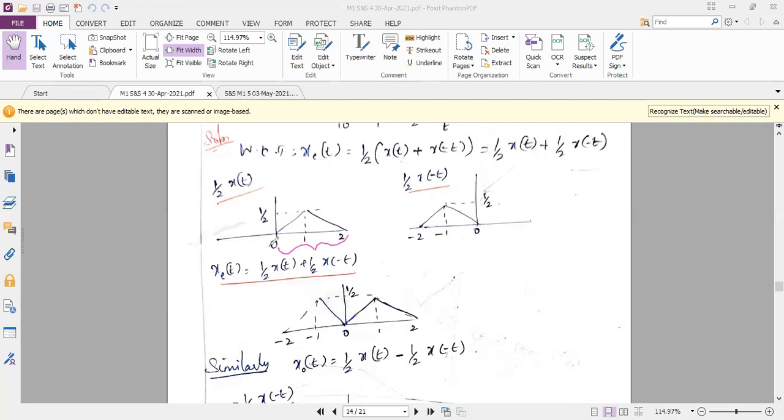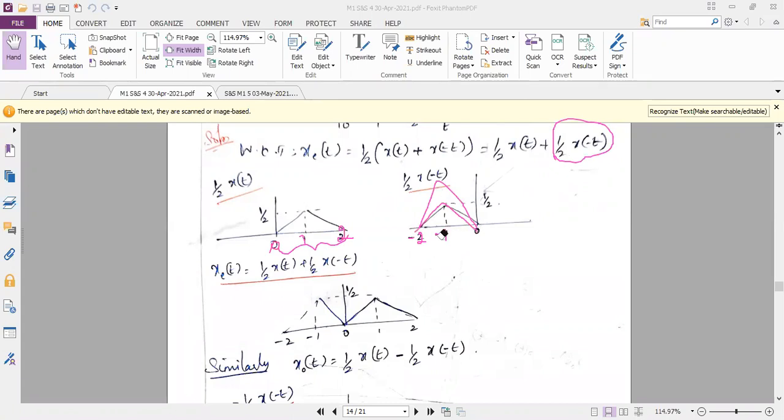In the main signal you have 0, 1 and 2. So you have to take minus. If you take minus, I will be getting -1 and -2. As per the original signal, I should get the amplitude 1 for the triangular signal. But as per my equation of the even signal, I should get 1 by 2. That's why I have directly drawn 1 by 2 into x of minus t.